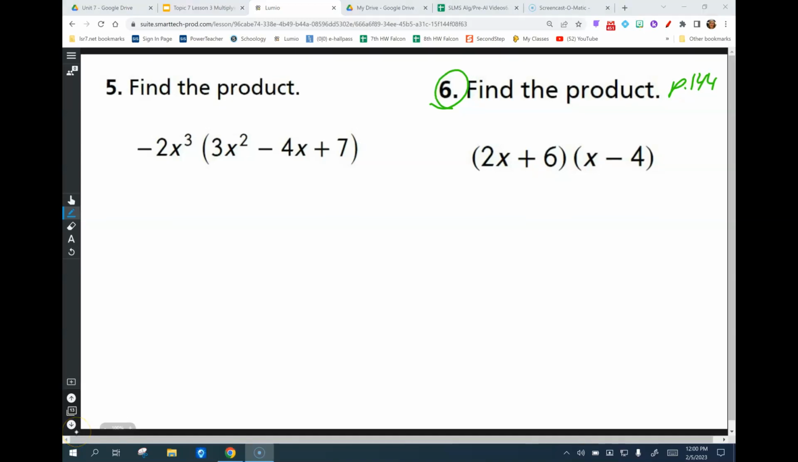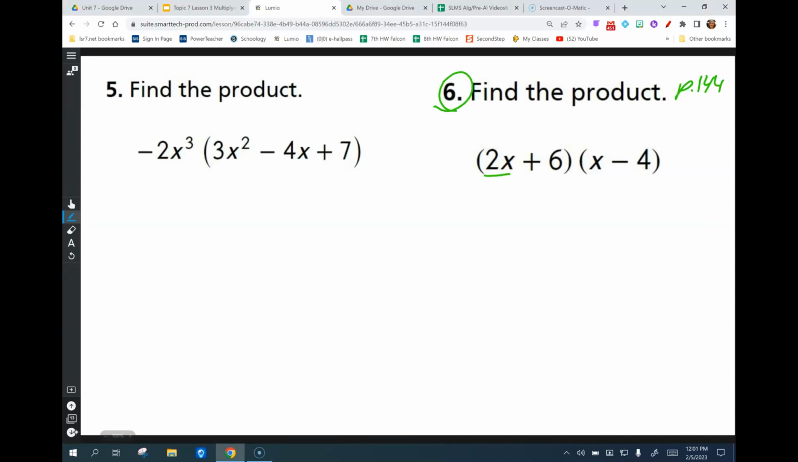Go. So in try number 6, I'm going to do it the way I like the best. Hopefully you found a way you like best. So I'm going to take the first terms. So I'm going to distribute twice. So 2x times x is going to give me 2x squared. Then I'm going to take 2x and negative 4, which is negative 8x. I am then going to multiply the 6 times the x, so I get 6x.